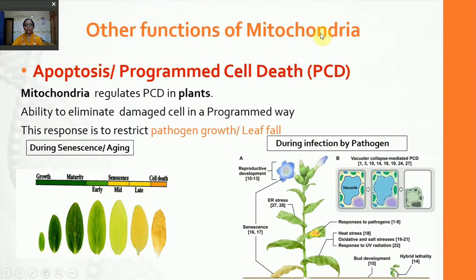What are the other functions of mitochondria? Another important function is apoptosis, that is programmed cell death. What is it? It is the ability to eliminate damaged cells or dead cells, old cells, in a programmed way. When the leaf senesces, that is becomes old, it has to die. When the pathogen attacks the cell, those cells also have to die. These are the old leaves, they also have to die. Similarly, during fruit formation, the sepals and petals have to die. So all these deaths which are necessary, they are programmed. So this is the apoptosis function of mitochondria.